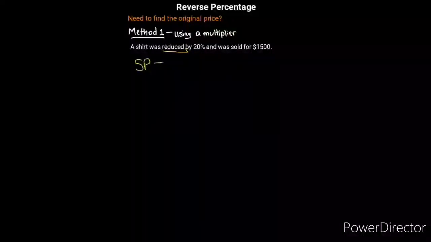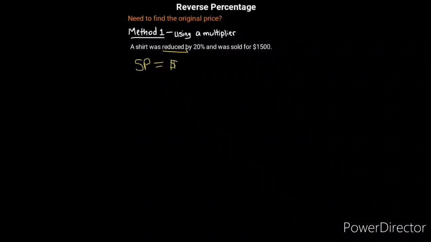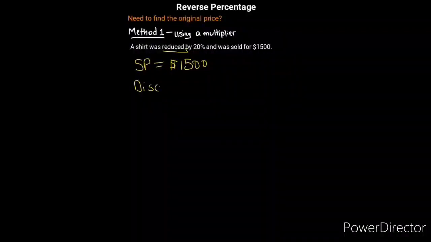We know our selling price is $1,500, so we're going to write that. And we know our discount percentage, once again, not our discount amount, our discount percentage is equal to 20%.